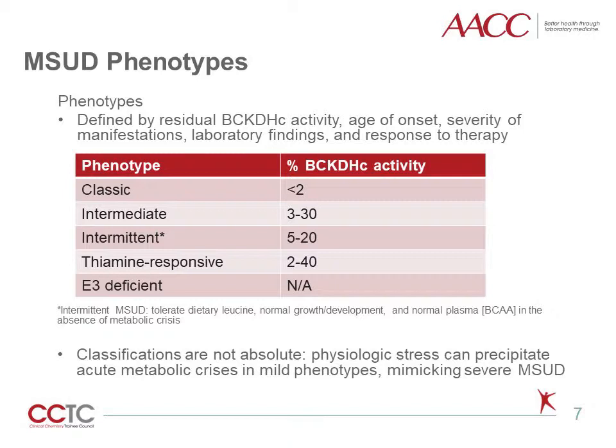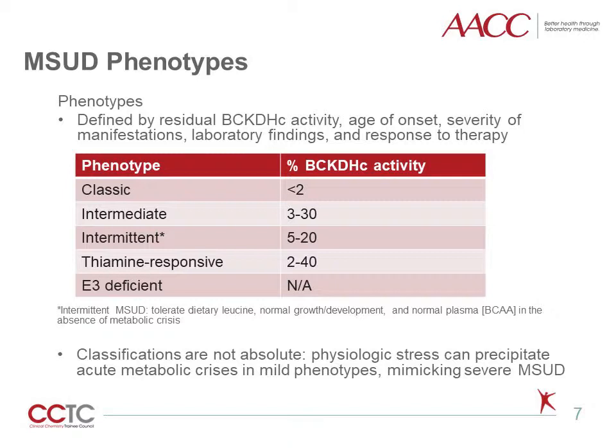Classic maple syrup urine disease is the most severe form of the disorder, and delayed recognition of symptoms and treatment can lead to coma or death. Children with classic maple syrup urine disease who survive early catabolic crises often go on to have cognitive and intellectual disabilities later in life. The second subtype is called intermediate maple syrup urine disease.